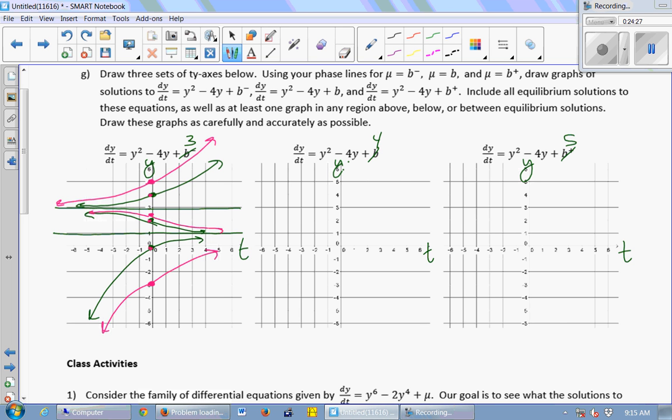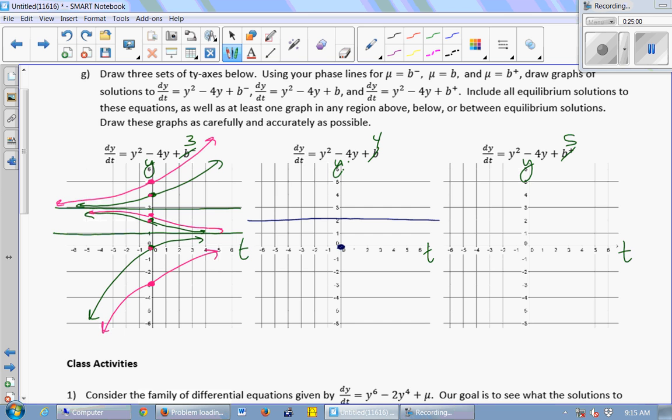Okay, so for mu equals 4, there was only one equilibrium solution. So these solutions are going to be qualitatively different than these ones. So I'm going to draw my equilibrium solution. It was at 2. Okay, so that's one solution. And then pick any random initial value above and below that equilibrium solution. So let's say I pick (0, 0).